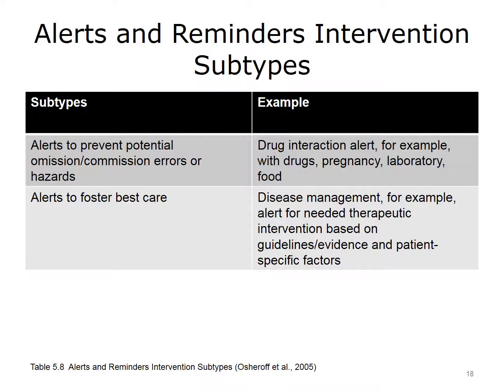The subtypes and examples for the alerts and reminders intervention, as summarized by Asheroff et al., are shown in Table 5.8. The first row refers to alerts to prevent potential omission, commission errors, or hazards as a subtype, and drug interaction alert, for example, with drugs, pregnancy, laboratory, food, as an example. Row 2 lists the subtype alerts to foster best care and the example, disease management, such as an alert for needed therapeutic intervention based on guidelines, evidence, and patient-specific factors.